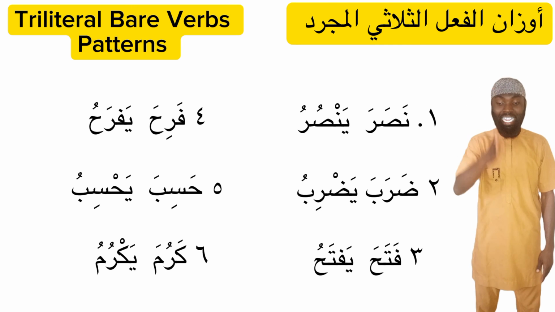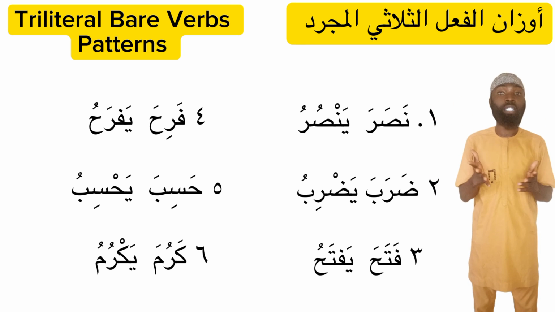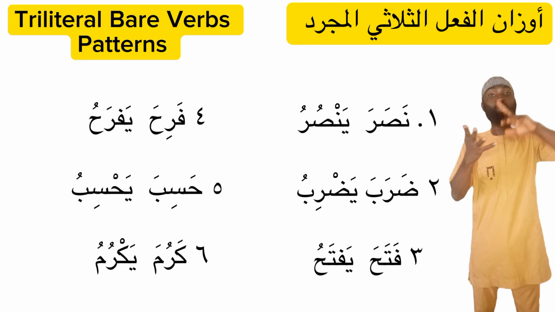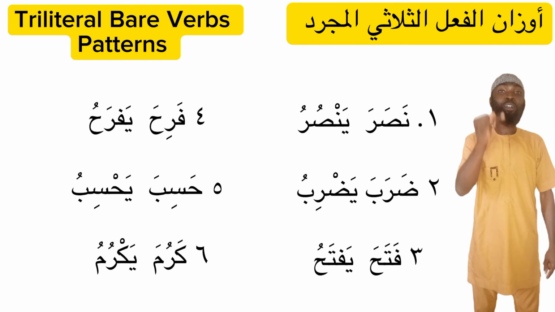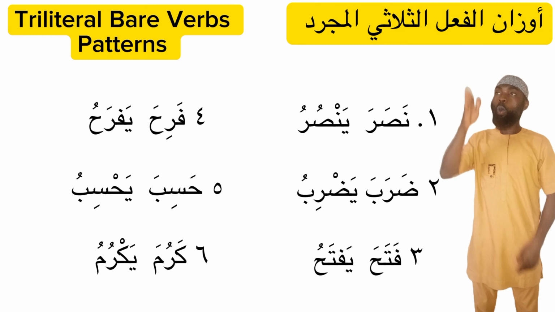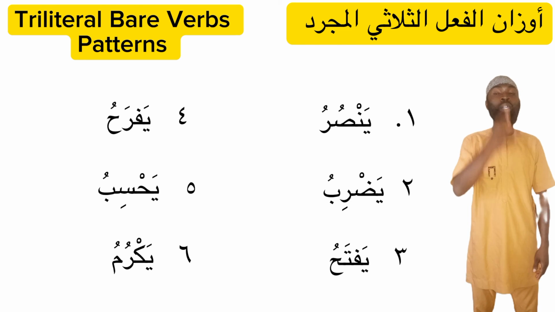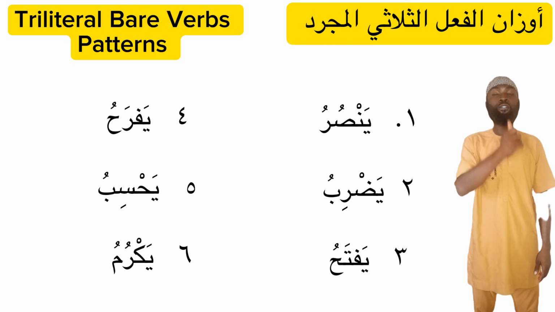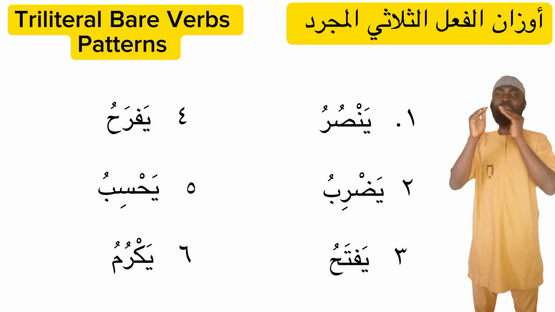Now let's look at the present tense verbs and see how we can form them when we have singular, dual, plural, when we have masculine and feminine, and when we have third person, second person, and the first person, which is the speaker. Now, when we look at the 6 present tense verbs here, that is yansuru, yadribu, yaftahu, yafrahu, yahsibu, and yakrumu, you will see that they have similarities.